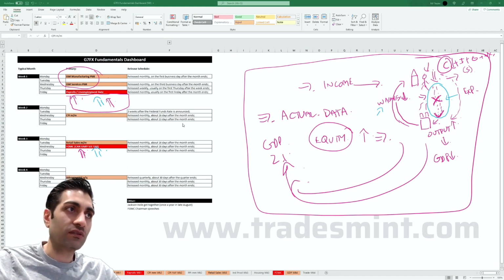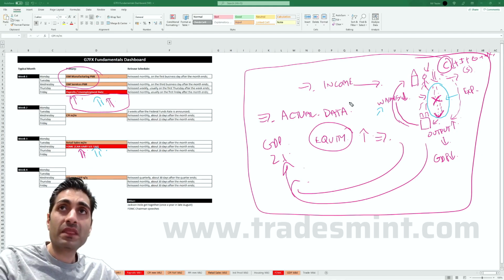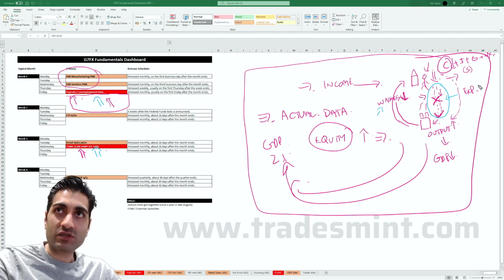Do you see? It comes back to the circular flow of income. That's why you need to know. Because if fewer people are going to work, wages go down, right? So expenditure goes down. It's a disaster for the economy.